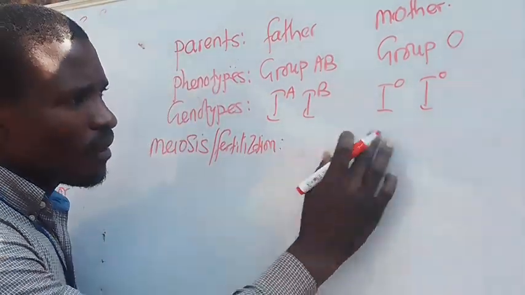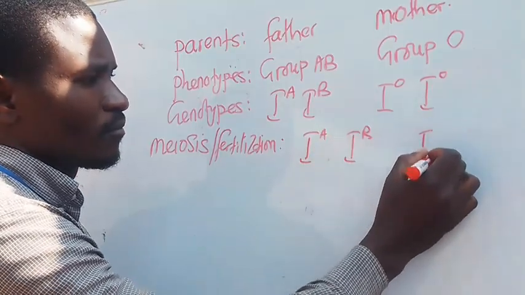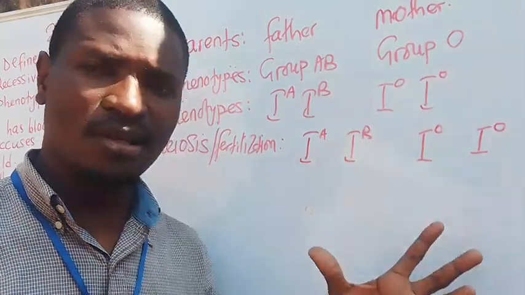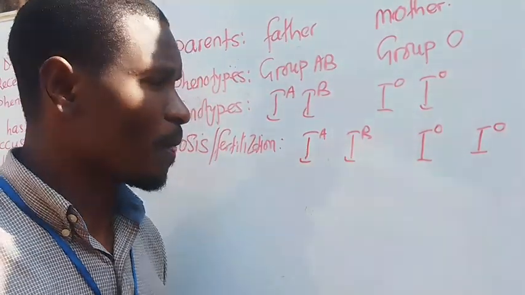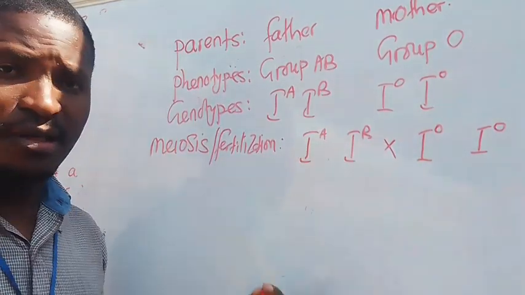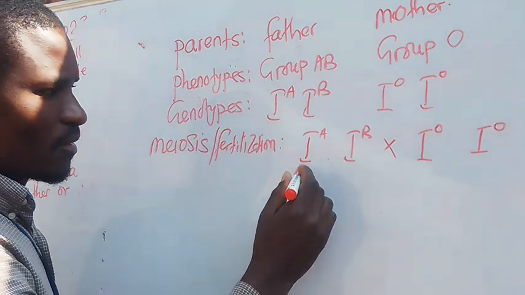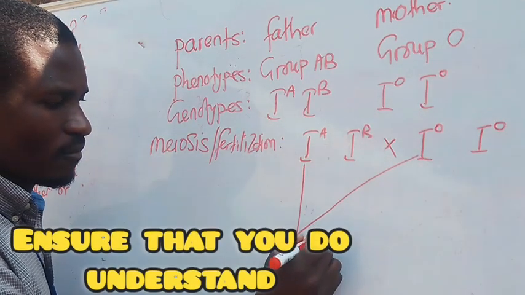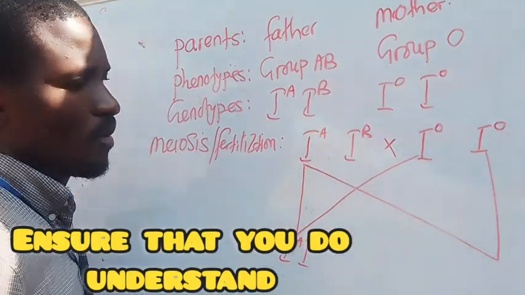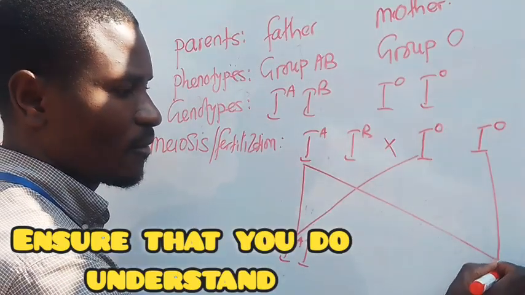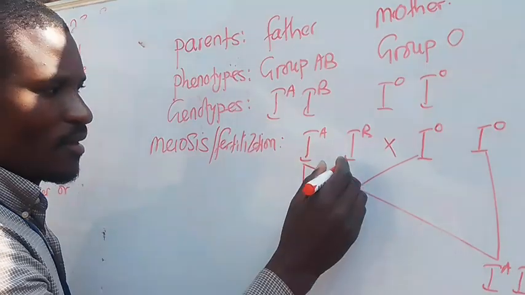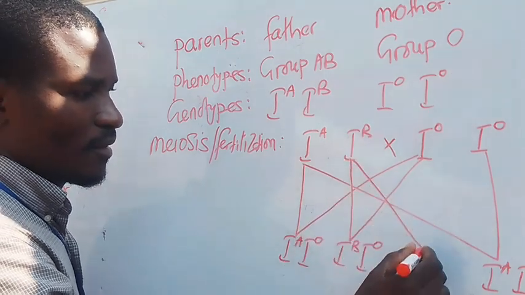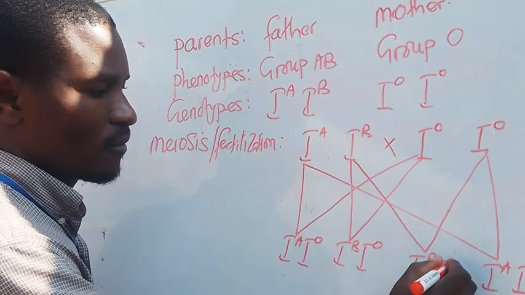Now at this point, because meiosis is taking place, you separate them a bit because they are now ready for crossing over or for fertilization. And then we put a cross to say we are now going to cross over. So what's going to happen now is this one goes to that one, and this one goes to that one. Then the other one goes with this one, and this with this one.